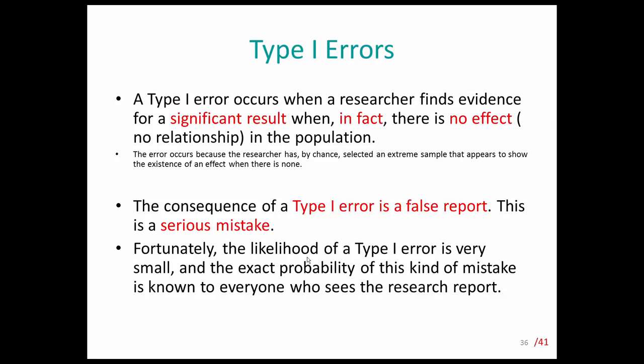So for example, you have two medicines and you're comparing two groups using these two medicines, and your hypothesis testing shows that there is a significant effect, but this result happened because of your sampling error, not because the medicines are really effective. That's type 1 error, which is a false report, and that's a serious mistake. But fortunately, the chances of making type 1 error is not high. Like I said before, it's usually less than 5%.